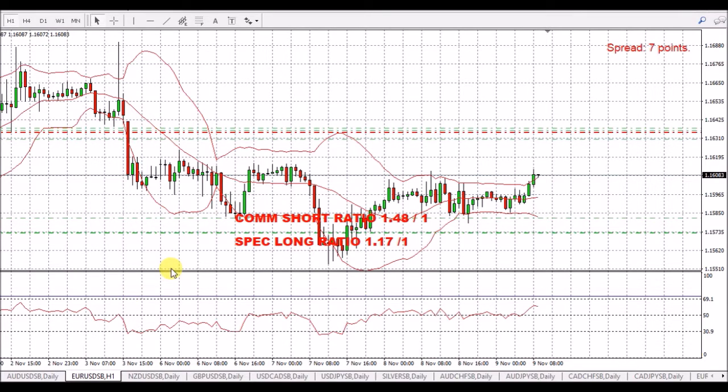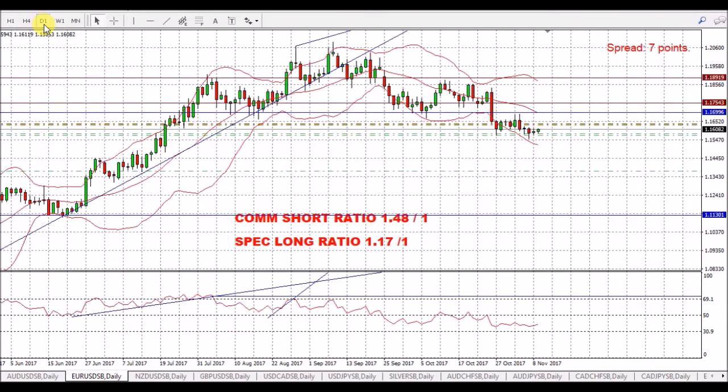Euro USD, excuse me, and I'll put a daily chart up. Again, you can see very little movement. We've got a bit of news out for them at the moment, and we've seen a bit of a rise in the value of the euro. So I'm looking to actually put a short in maybe later on. We've got a commercial short ratio of 1.48 to 1. So we'll see how that goes.